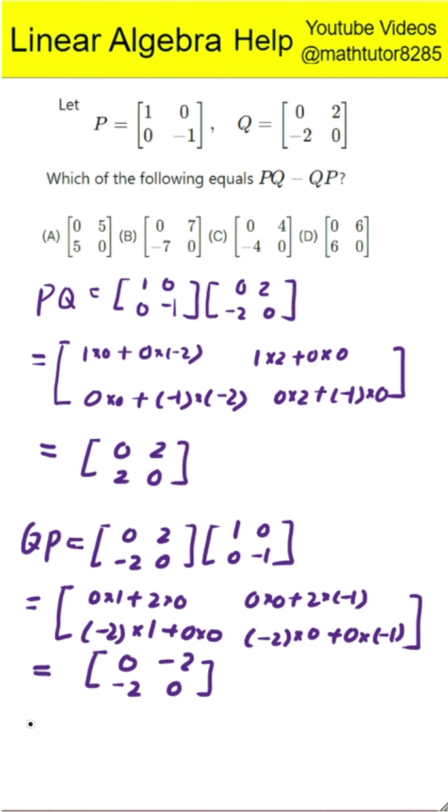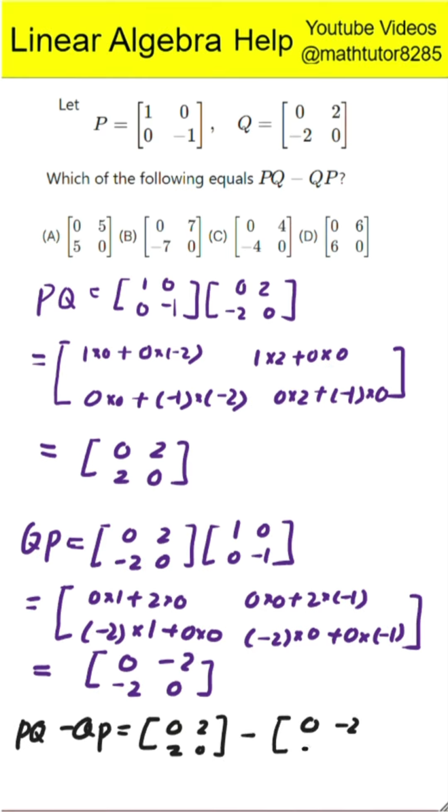After that, next step is to subtract. Take P times Q minus Q times P. Subtracting entry by entry, we get 0 minus 0 equals 0, 2 minus -2 equals 4, 2 minus -2 equals 4, and 0 minus 0 equals 0. So the result is the matrix with first row 0 and 4, second row 4 and 0. Correct answer is option C.